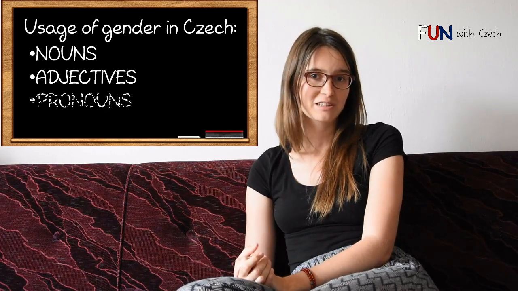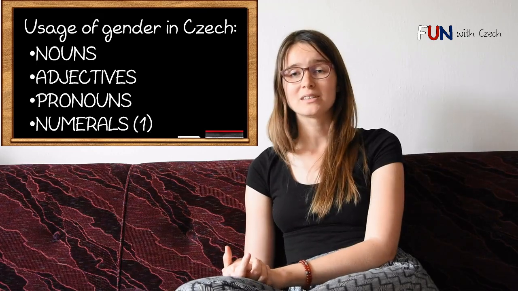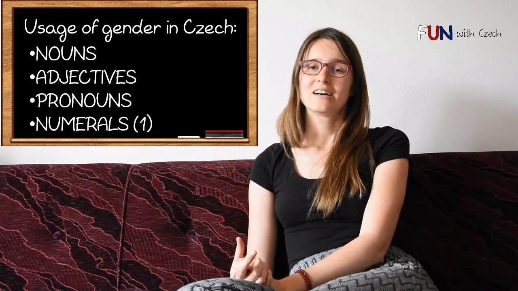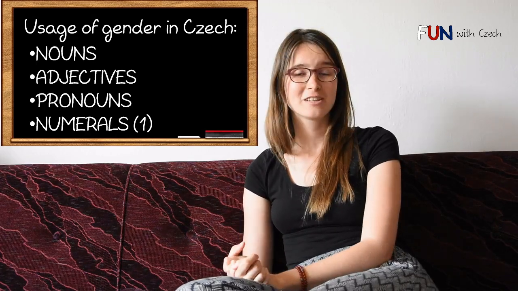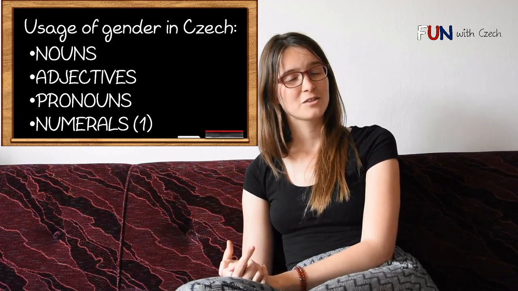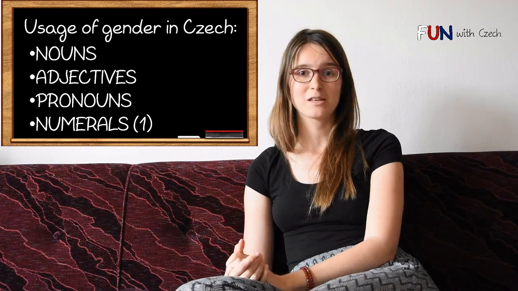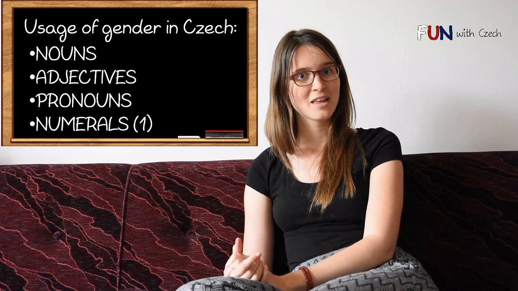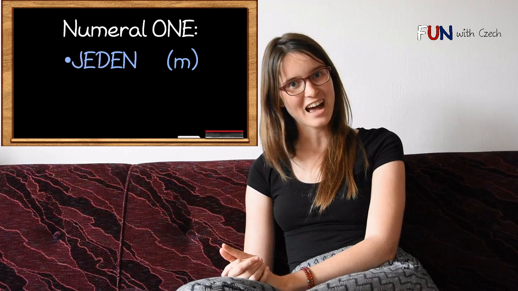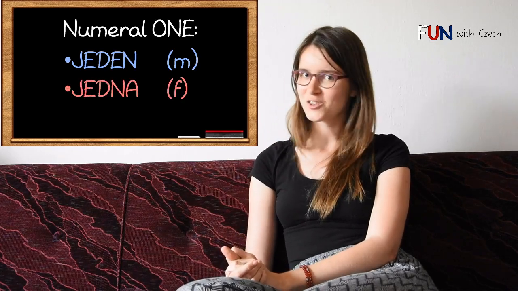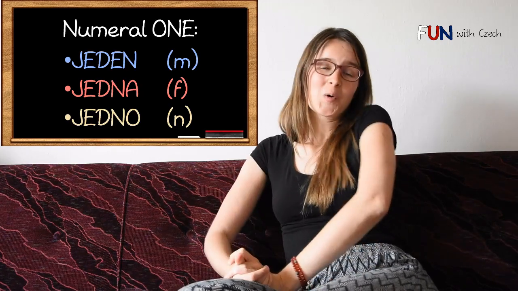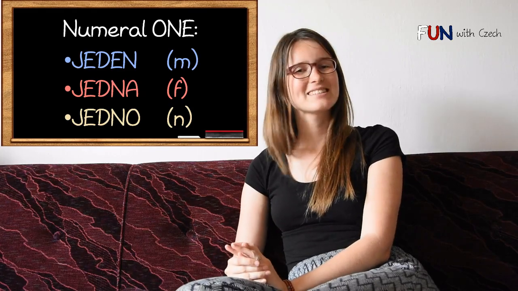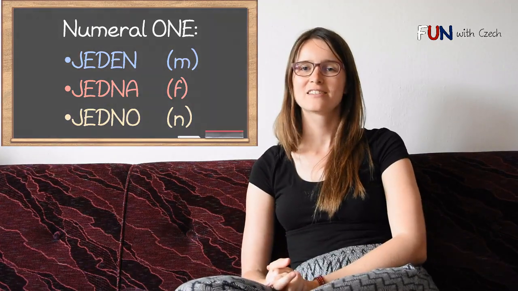For example, for the adjectives, or for the numerals even in some cases, like jedna, because jedna is 1, but we have to differentiate whether it goes together with a masculine, feminine, or neutral noun. If it's masculine, then it's jeden. If it's feminine, then it's jedna, and if it's neutral, then it's jedno. For example, jedno pivo, 1 beer. Well, I don't want to scare you with these. It's just really to have some basic understanding of the Czech grammatical gender.